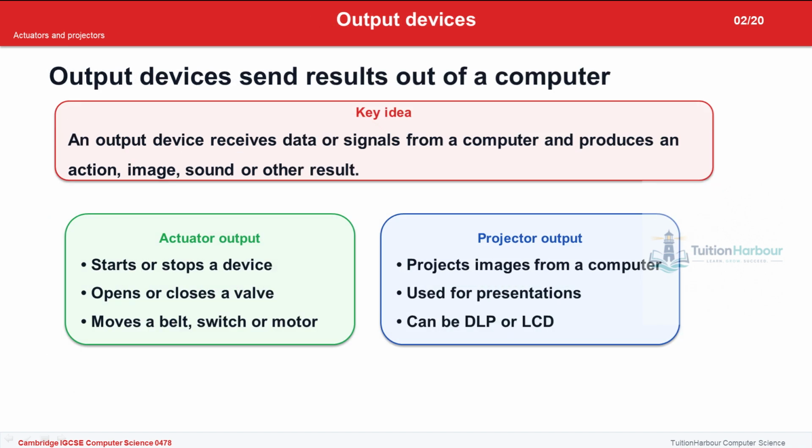Output devices. Output devices receive data or control signals from a computer and produce a result. An actuator produces physical movement. A projector displays an image from a computer on a large screen.